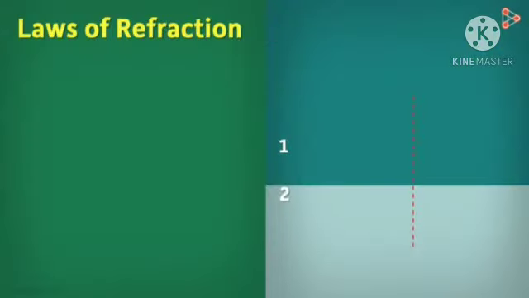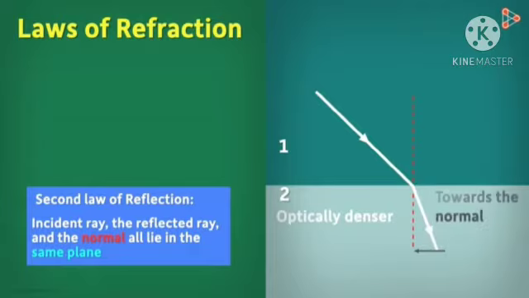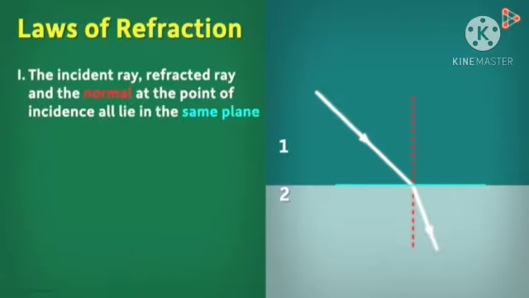There are two laws of refraction. Among them, the first one is same as the second law of reflection. Consider light travelling from some medium 1 to another medium 2, which is optically denser than medium 1. So its speed in medium 2 decreases and it bends towards the normal. The first law of refraction says that the incident ray, refracted ray, and the normal at the point of incidence all lie in the same plane. It means that if I were to draw this on a piece of paper, they all will be on the plane of paper and not out of the paper.